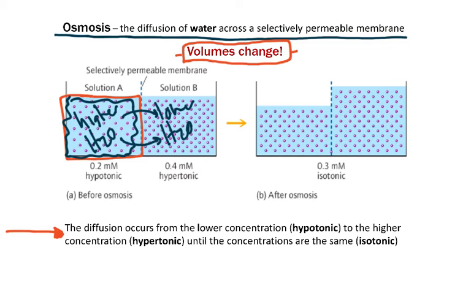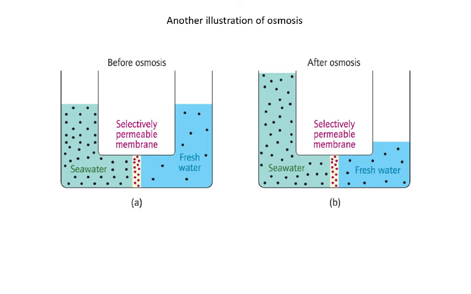Here's another illustration of osmosis. If we have seawater and you wanted to desalinate it, remove some of the salt from it, and we have fresh water and a permeable membrane between them, osmosis can occur, and water will flow from the fresh water into the seawater until they're equal concentrations as much as possible. We didn't actually remove the salt, we've just lowered the concentration by pushing more water into it.